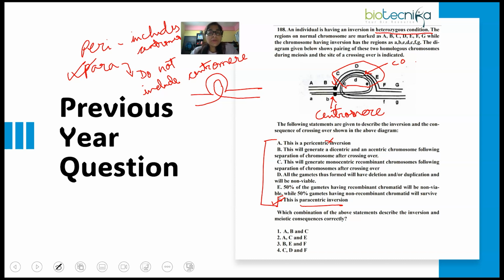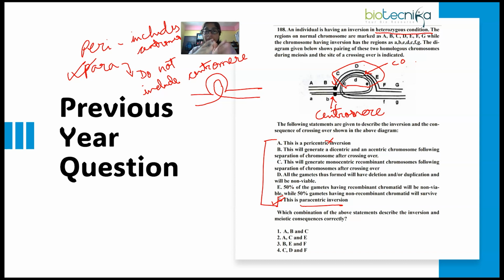Now, what will be the consequence of crossing over occurring through the heterozygous paracentric inverted segment? When this chiasmata has to be resolved, it will result in the formation of a dicentric chromatid and an acentric chromatid. That acentric chromatid will be lost, because it will fail to segregate as the centromere is not present. The dicentric chromatid will be pulled to two different poles, which will create a dicentric bridge, making the chromatid break abruptly from the middle.